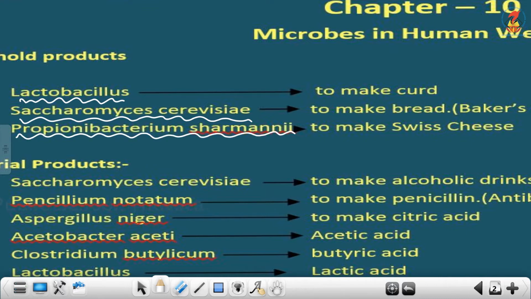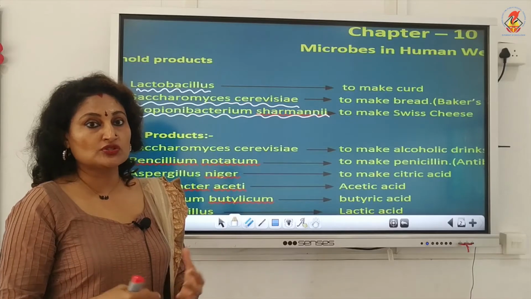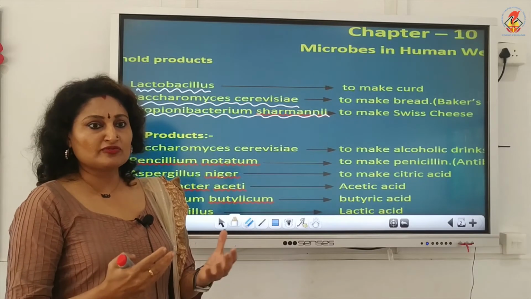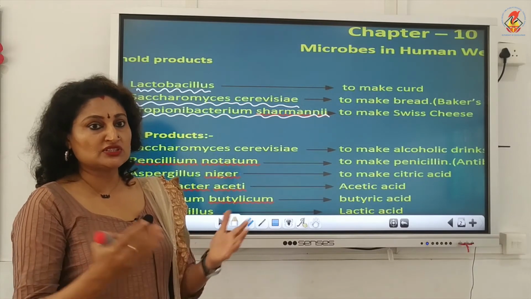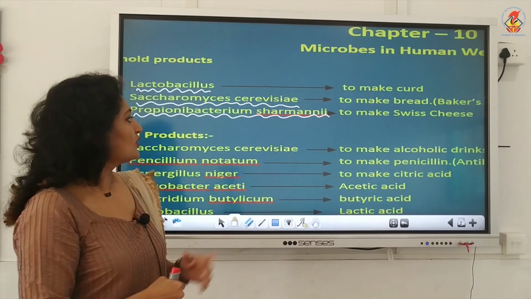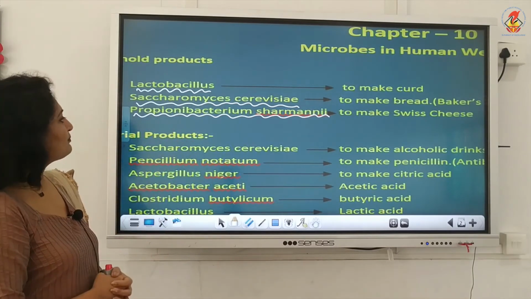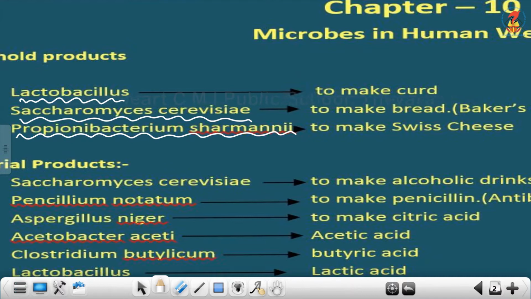Propionibacterium shermani is used to make the Swiss cheese. We all are familiar with the cheese that is available in the market. The Swiss cheese is different and has better flavor and taste and looks appealing because of its porous nature. There are lots of huge pores due to the carbon dioxide emitted by this bacterium. You are all familiar with it in cartoons like Tom and Jerry, where the cheese is depicted as very porous. That is Swiss cheese. This is produced due to the action of this bacterium, Propionibacterium shermani.